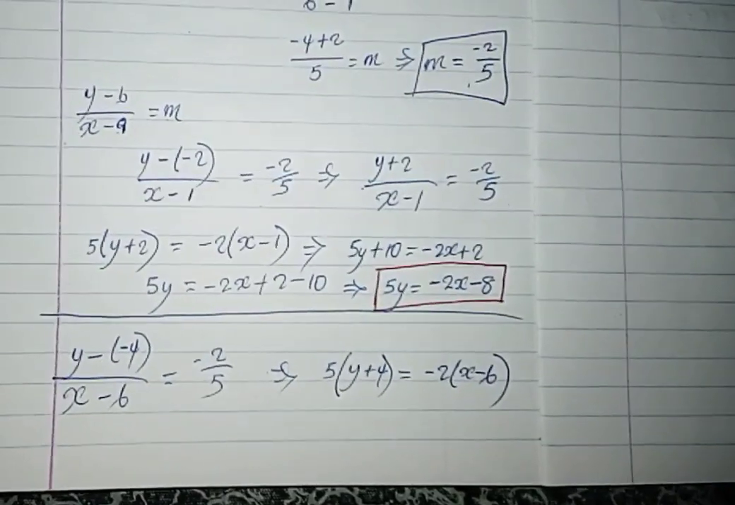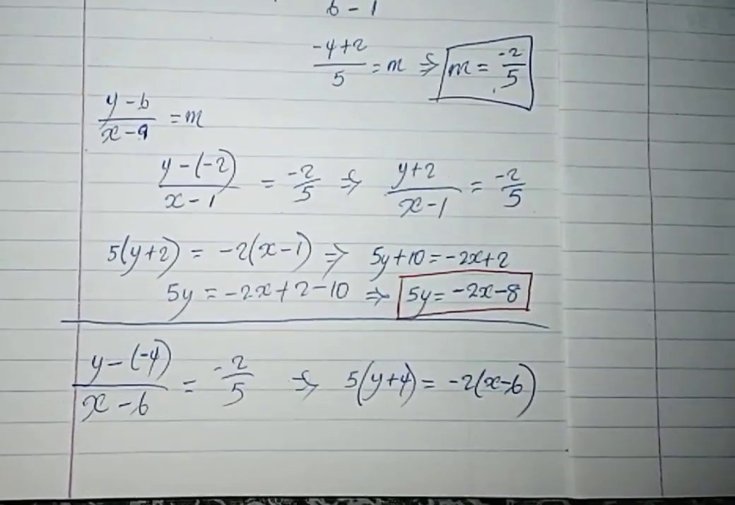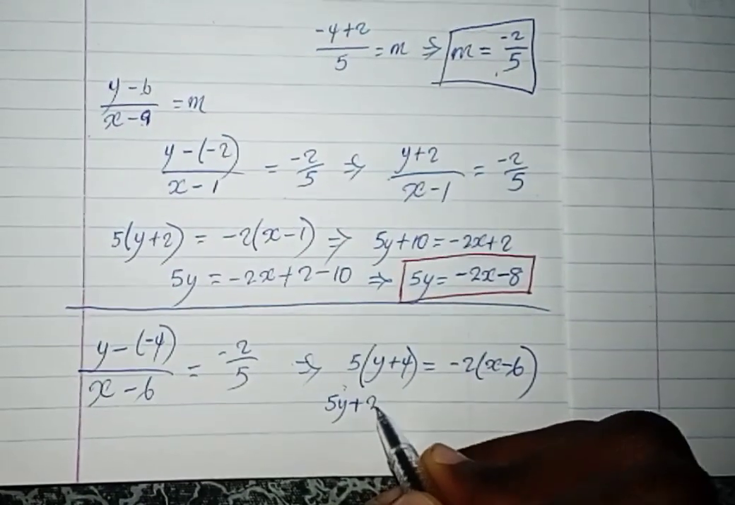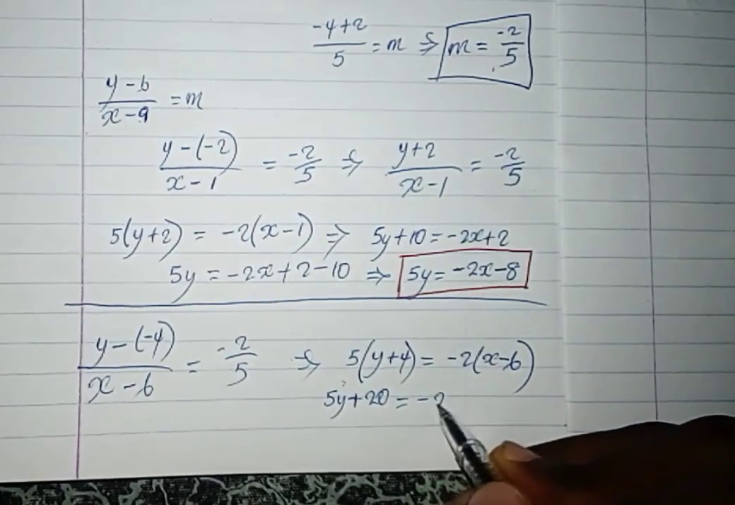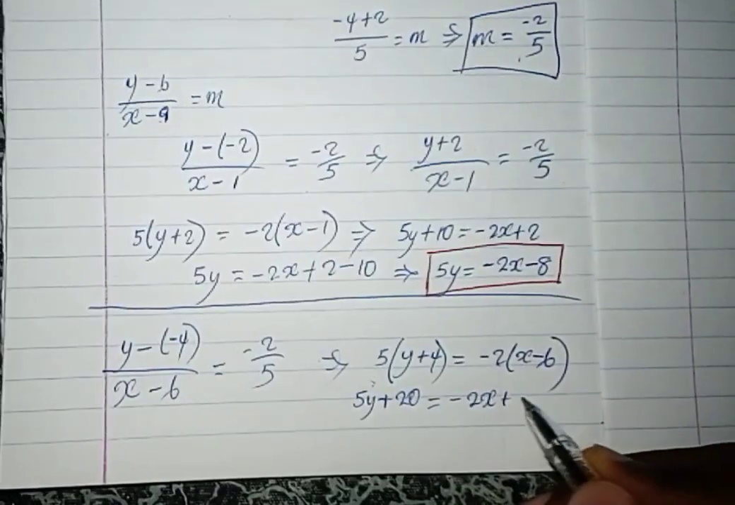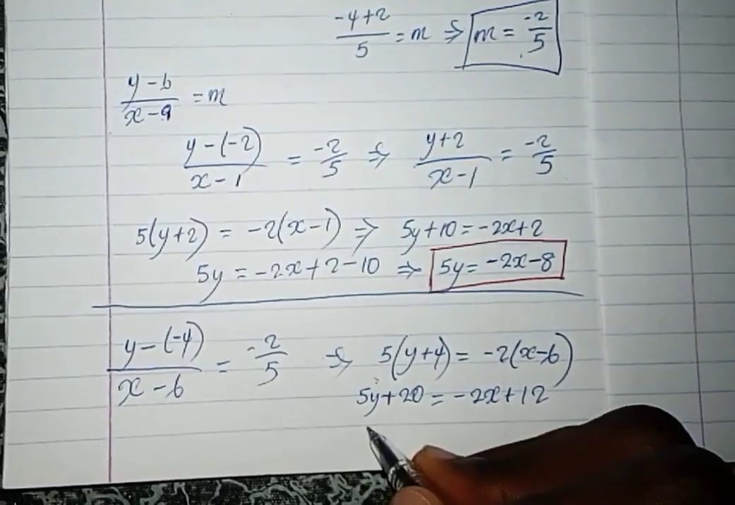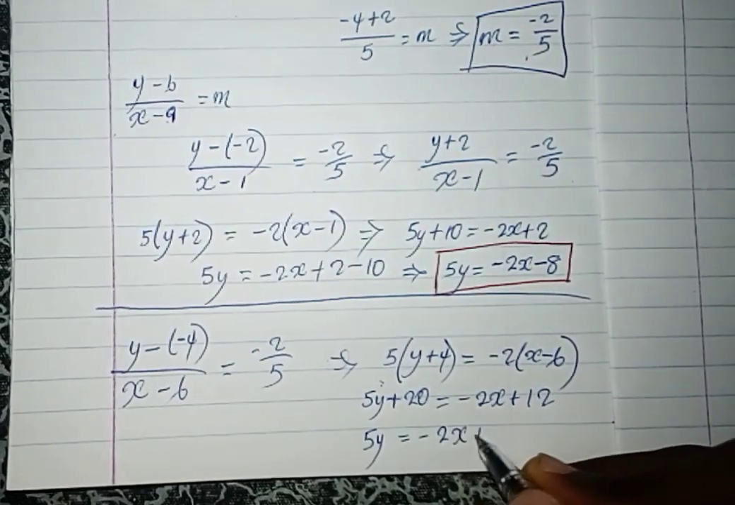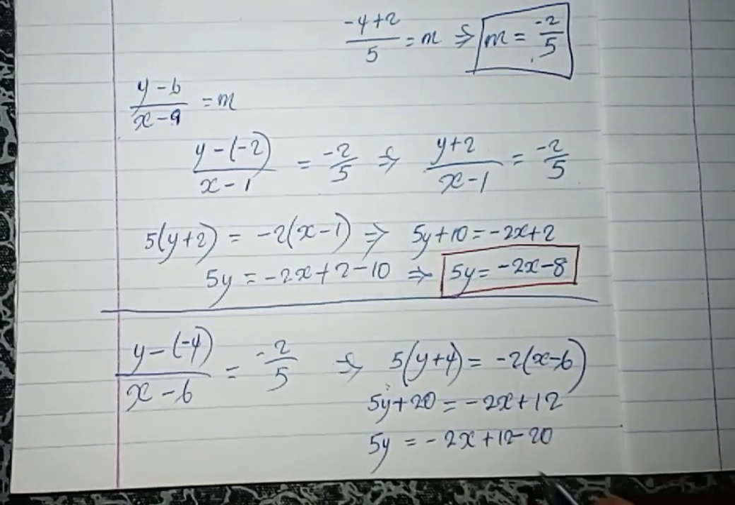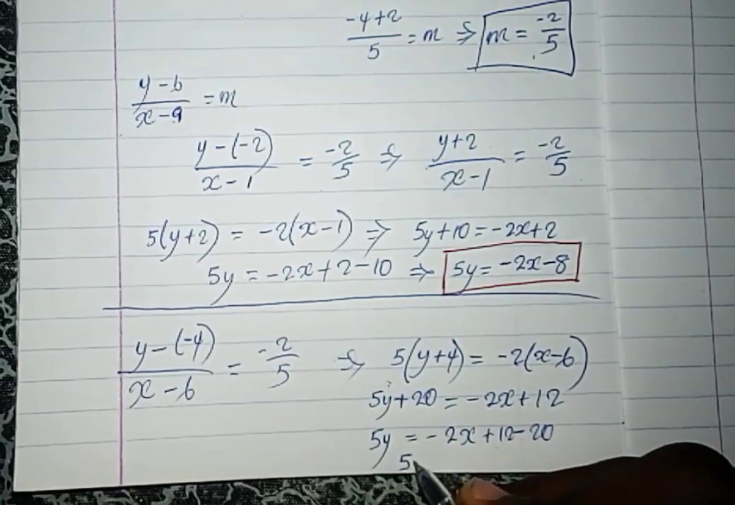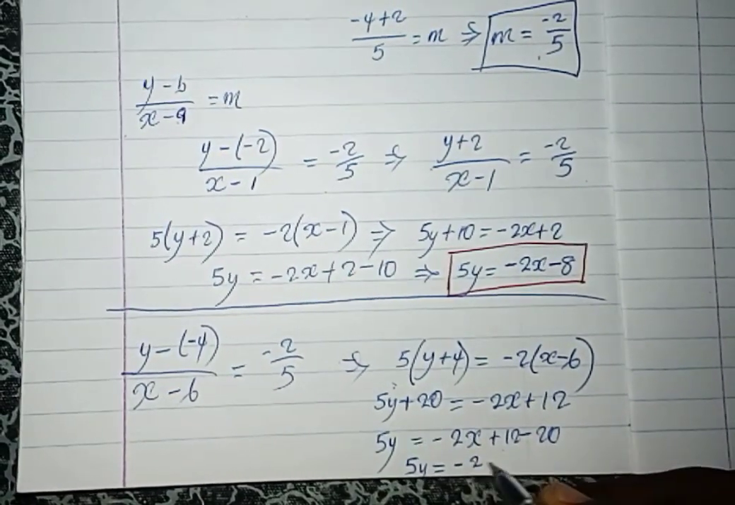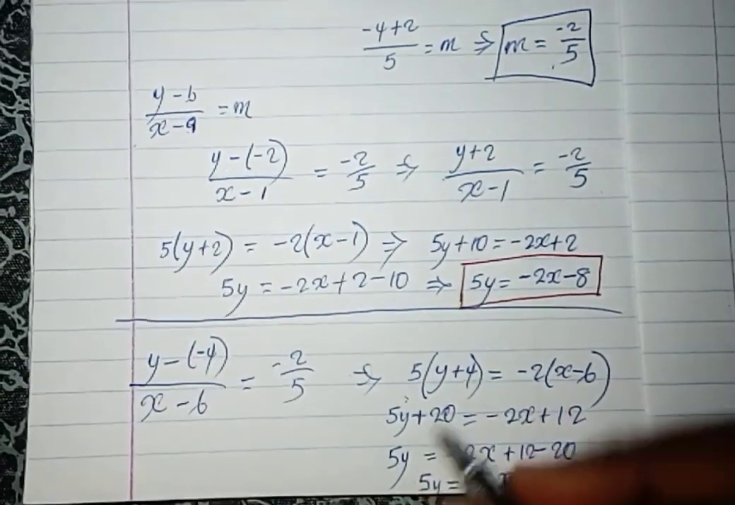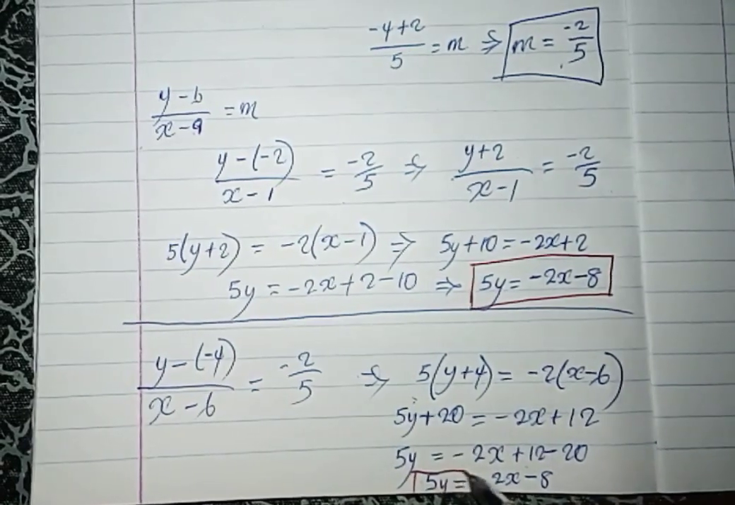So that's negative 6 in bracket x minus 6. Expanding this, you see that we have 5y plus 20 equals negative 2x plus 12. Now taking this to the side, 5y equals negative 2x plus 12 minus 20. 12 minus 20, so this is 5y equals negative 2x minus 8. So you see the similarity between them. They are the same.